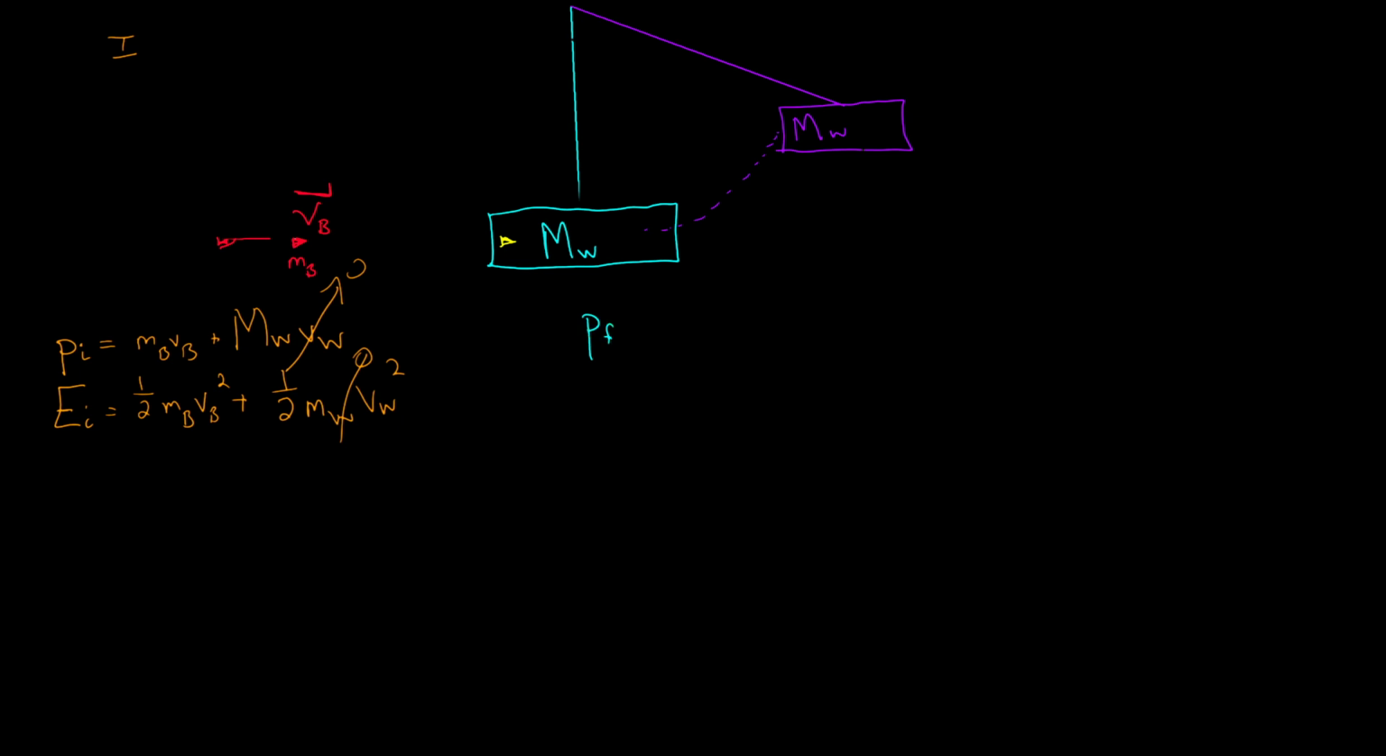The P final is going to be the mass of the bullet plus the mass of the block, because they're wedged together, and some V of the system. I'll just call it V. And that's the final momentum. It's going to embed in here, and this is going to rise up after an embed.